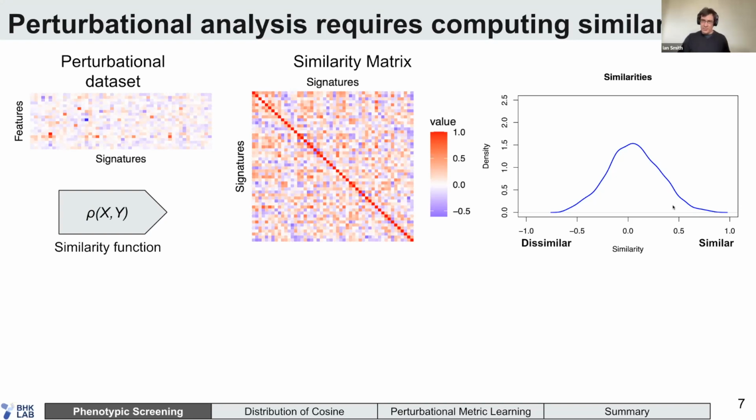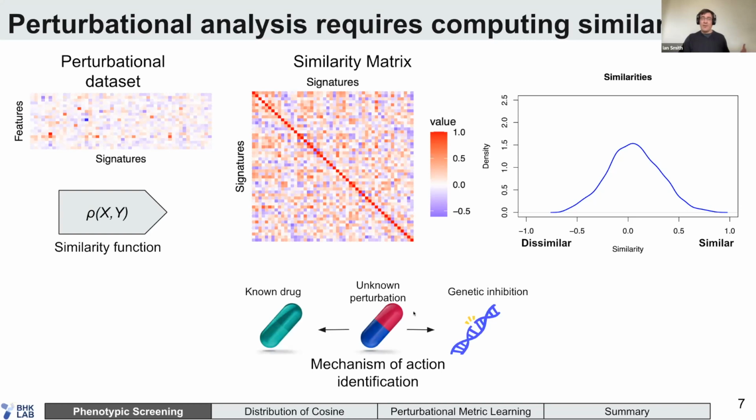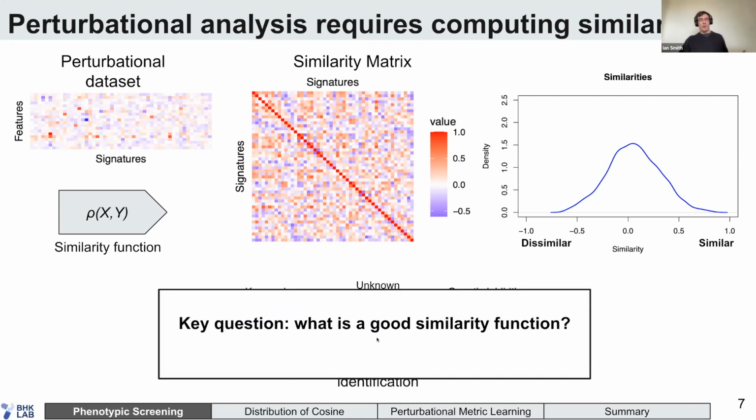The underlying assumption, assuming you've chosen a relevant feature space, is that if you have an unknown perturbation that is similar to a known drug or similar to something whose function you can make a hypothesis about, you can hypothesize the mechanism of action of the unknown perturbation and do it much more rapidly and cheaply than with more in-depth experiments. But this raises an interesting question. What is a good similarity function? What does it mean for something to be similar in one of these biological spaces?